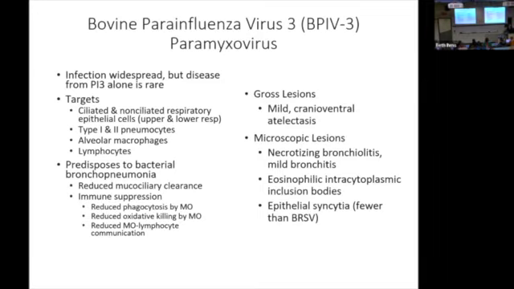Parainfluenza virus 3. I don't have any general rules for PI3. You just have to run them. It's also a paramyxovirus, but generally a little more mild infection. So a lot of animals are infected, but disease from this alone is rare. Its primary significance is that it's going to predispose you to secondary pneumonia.